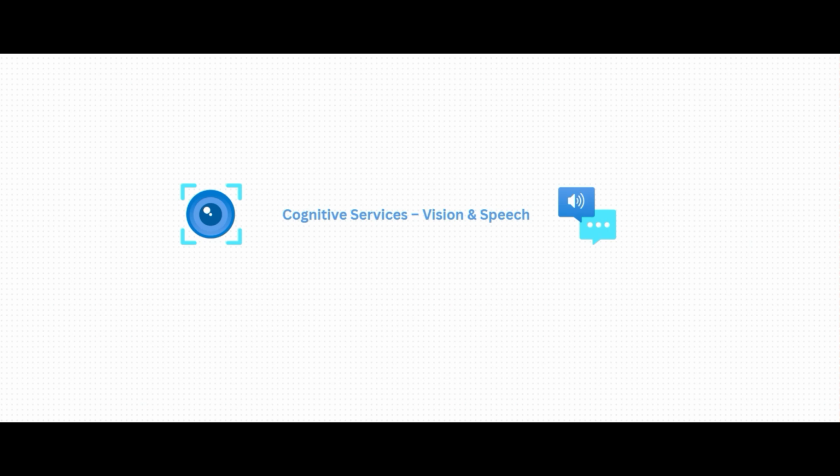Here we will focus specifically on Azure Cognitive Services. Within that, we will start with two very important categories, that is vision and speech. The remaining categories like language and decision we will cover in the next chapter.